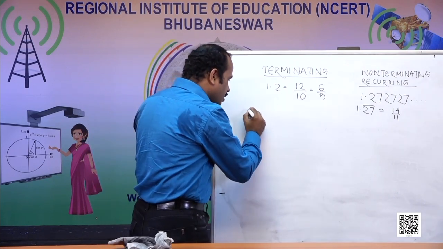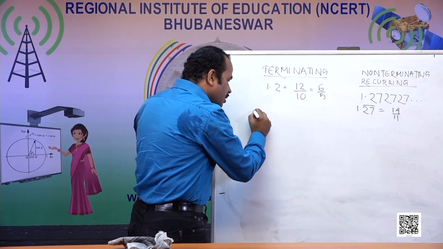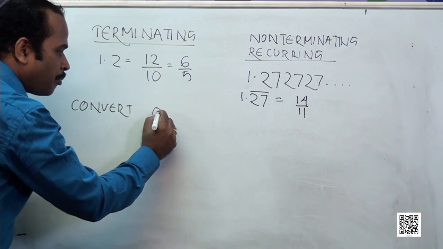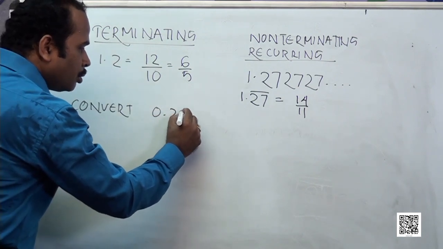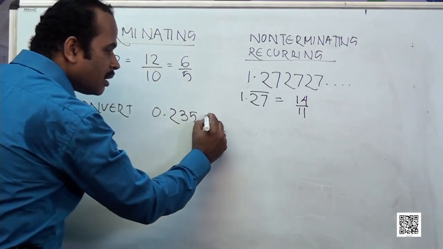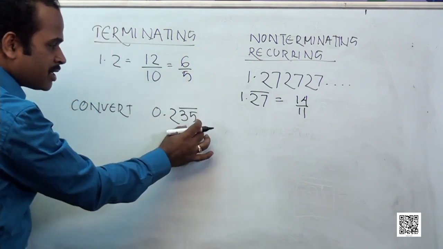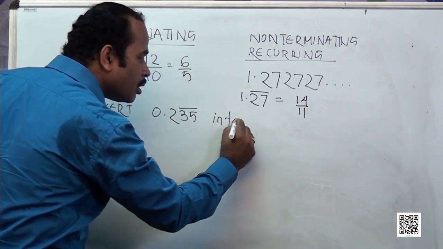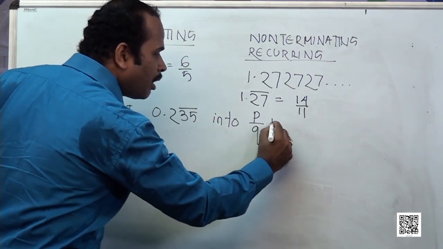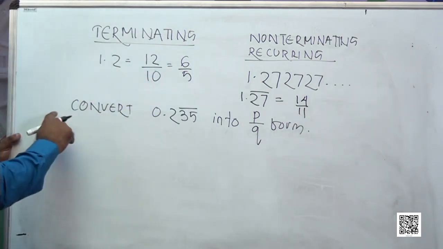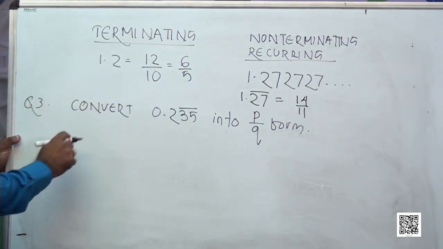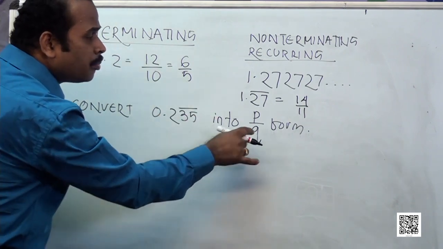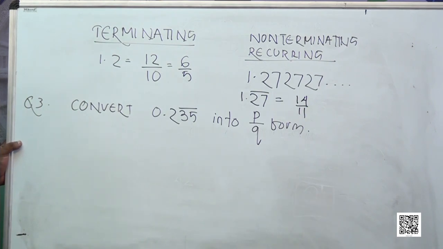Suppose I will take another number. Convert 0.235, where the bar is on 35, that means 35 is repeating, into P by Q form or rational form. So convert this 0.235, where 35 is in repeating form, into P by Q form or into rational form. So how will it be converted?